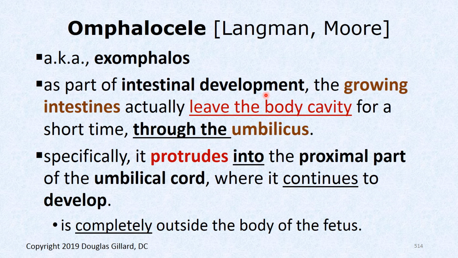The proximal portion of the umbilical cord is filled up with intestine, growing intestine. So that's crazy. But then they need to come back inside the abdominal cavity after a point. They can't be trapped out there. And you probably figured out already, if they don't get back in and get trapped out there, you've got yourself an omphalocele. Okay, specifically it protrudes into the proximal, everything I just said. You can read this, but everything I just said.